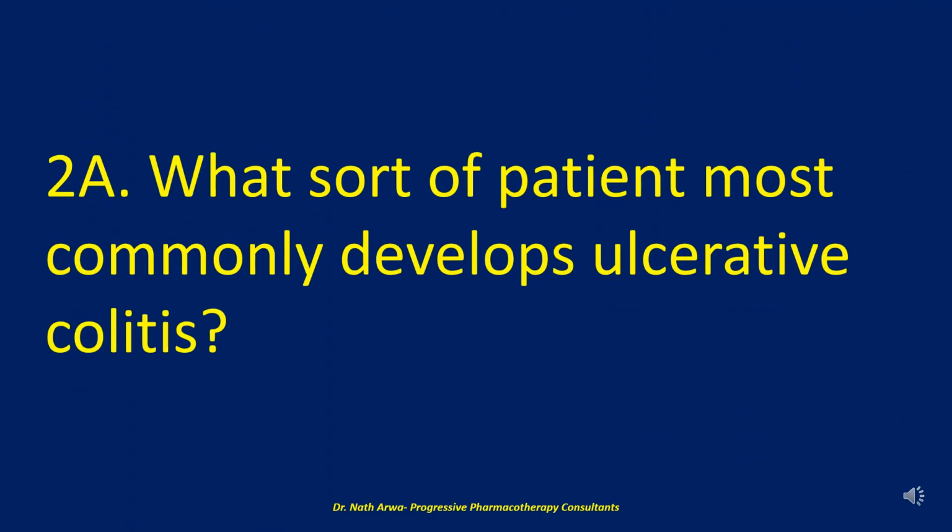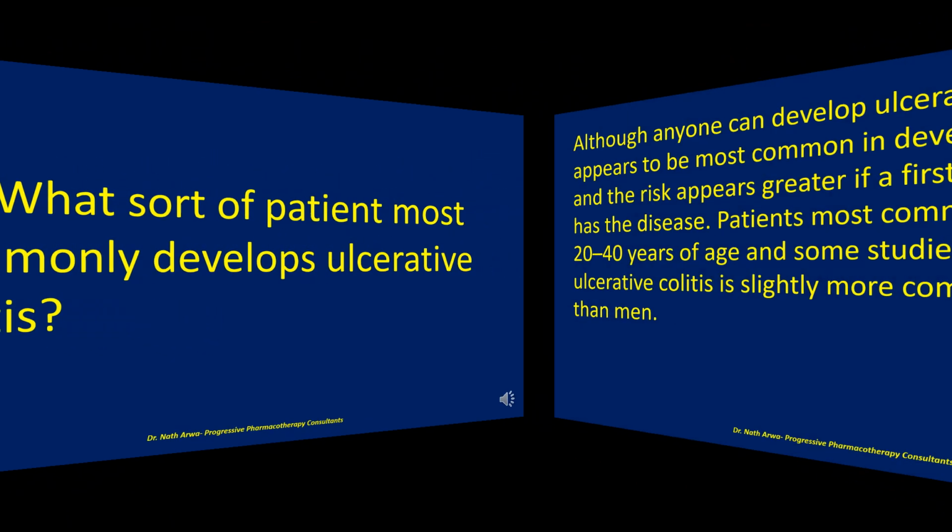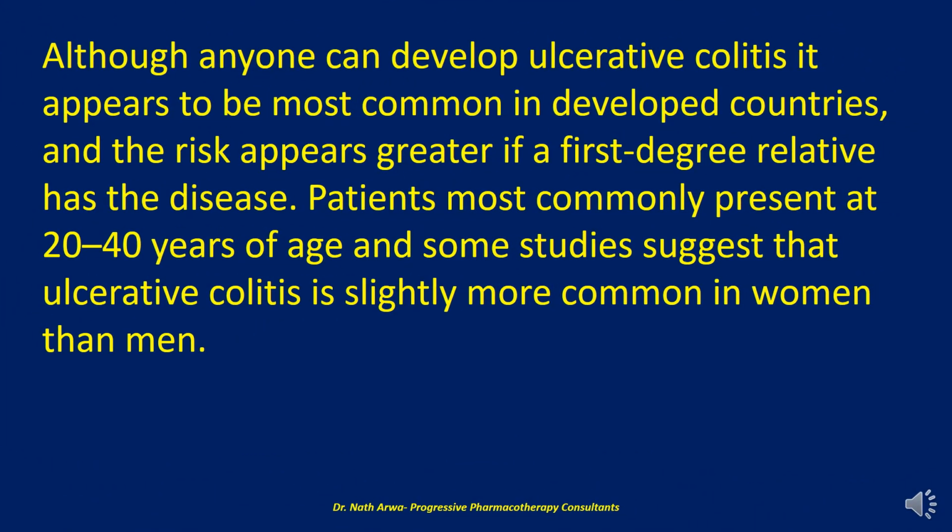Question 2a reads, what sort of patient most commonly develops ulcerative colitis? Although anyone can develop ulcerative colitis, it appears to be most common in developed countries, and the risk appears greater if a first-degree relative has the disease. Patients most commonly present at 20 to 40 years of age, and some studies suggest that ulcerative colitis is slightly more common in women than men.